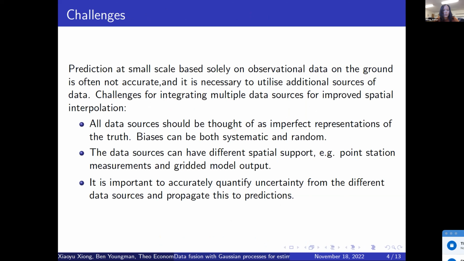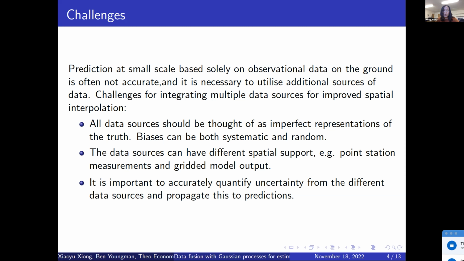However, predictions at the small scales are important due to the large spatial heterogeneity in vulnerability and exposure. For example, in the UK, insurers may require accurate estimates of windstorm events for individual postcode regions, which may cover just a few houses. And the prediction at small scale based solely on the observation data is often not accurate due to the sparsity of the station observations. So it's necessary to utilize additional data sources such as model output.